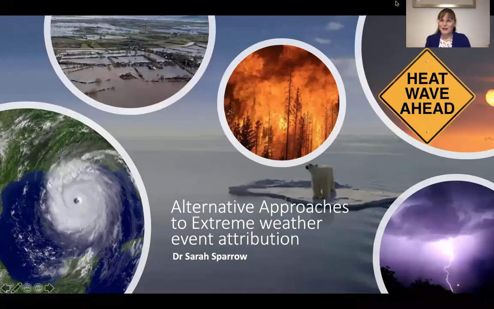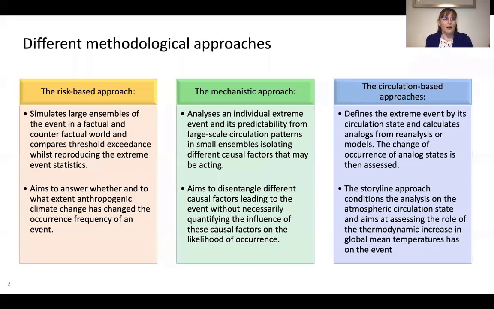Hello, today I'm going to tell you a bit more about different alternative approaches we can take to answering the extreme weather event attribution question. Now, these broadly fall into three different categories. We have the risk-based approach, which is the approach that we'll be using within this workshop.